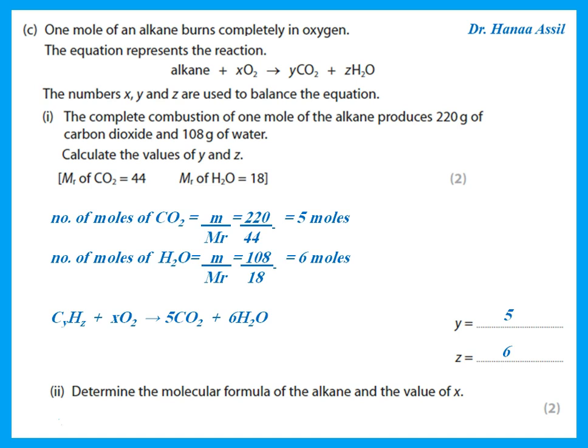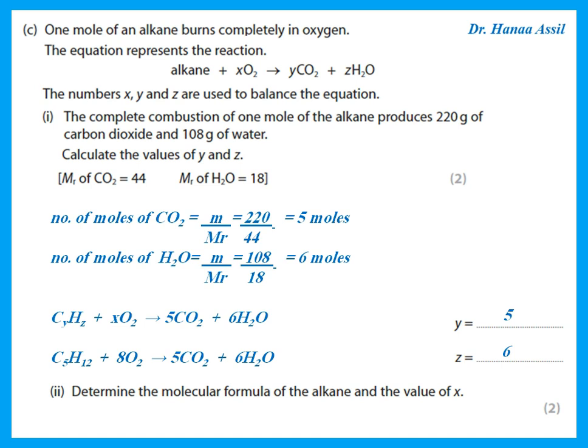Then he says determine the molecular formula of the alkane. Let's continue in that equation. How do we get the molecular formula of the alkane? Well, we try to balance this equation. We started with 1 mole of the alkane, so I cannot put any numbers in front of it, but I need to get what is Y and what is Z. So if after the arrow I have 5 carbons, that means before the arrow I also have 5 carbons. Now, after the arrow, how many hydrogens do I have? I have 12 hydrogens, and that means that Z is 12.